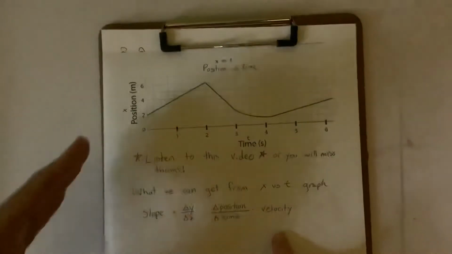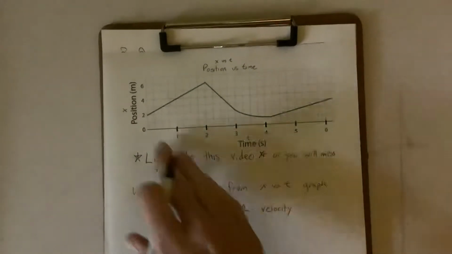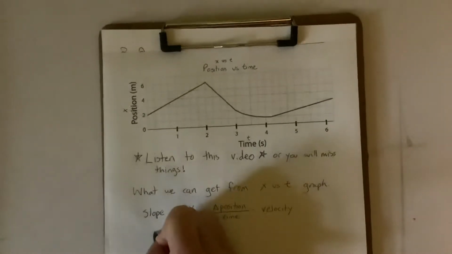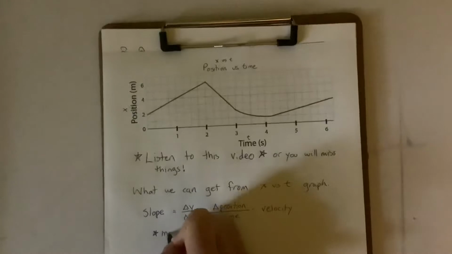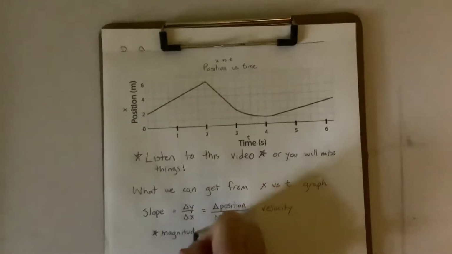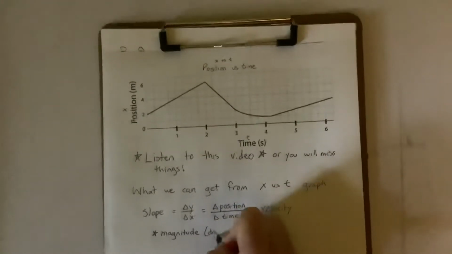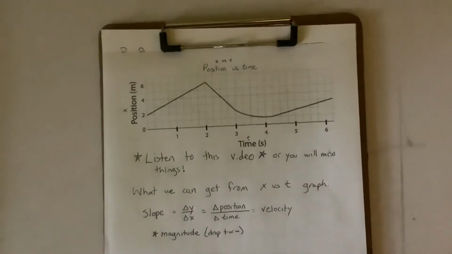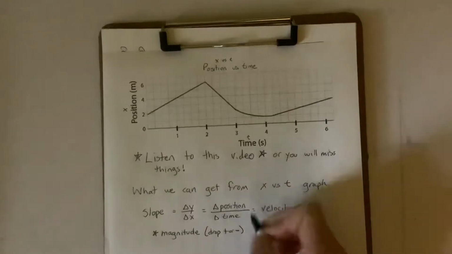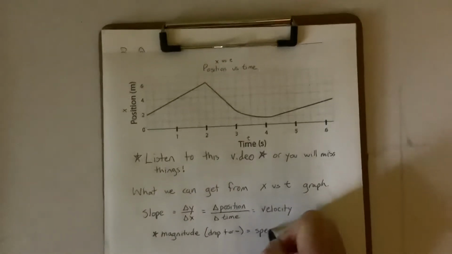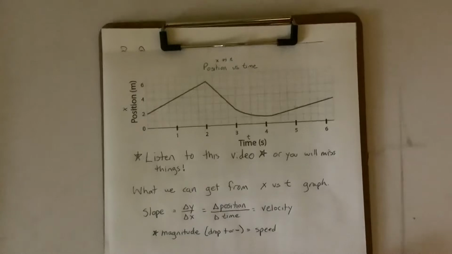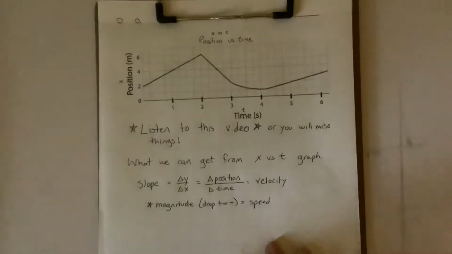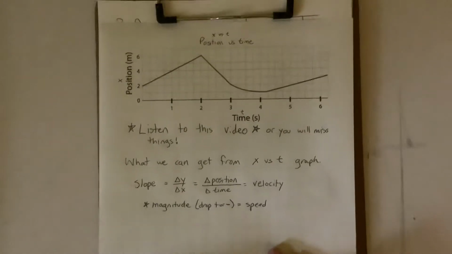That means that I can tell how fast an object is going by looking at the graph. Okay. Now, if I drop the positive or the negative, if I just look at literally how big the magnitude of the slope is, that's going to tell me the speed. Okay, so if a question is asking you about the speed, then it's literally asking you about how steep it is, and it doesn't matter if it's going up or down.